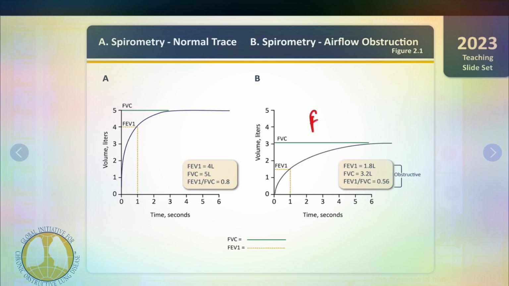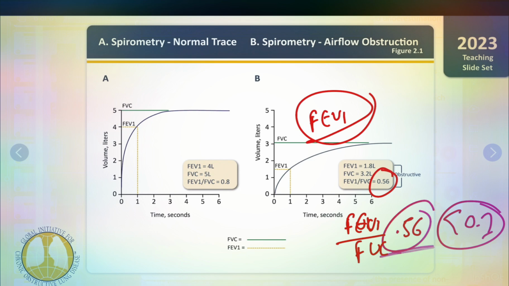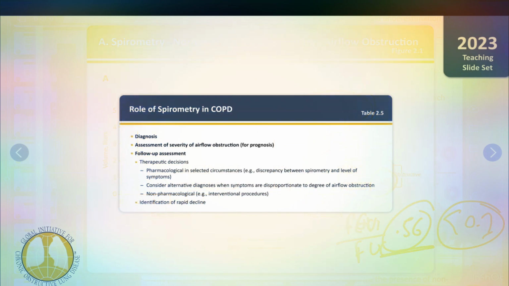So here we can see FEV1 has been reduced, and the FEV1/FVC ratio is only 0.56. So it is 56%. If it is less than 0.7, then we consider it COPD. So yes, definitely it is a COPD case.